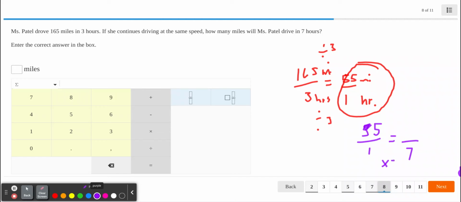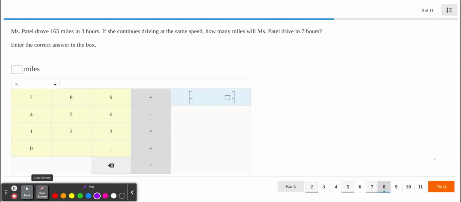And again, to get from 1 to 7, we are multiplying by 7. So we're going to do the same thing with our 55 on the top. Multiply that by 7. Do that on my calculator, and I get 385 miles in 7 hours. So again, our answer here, the number of miles she drives in 7 hours, would be 385. I'm going to go ahead and type that in here for you. There you go. So 385 miles in our 7 hours, and that was the answer to that one.